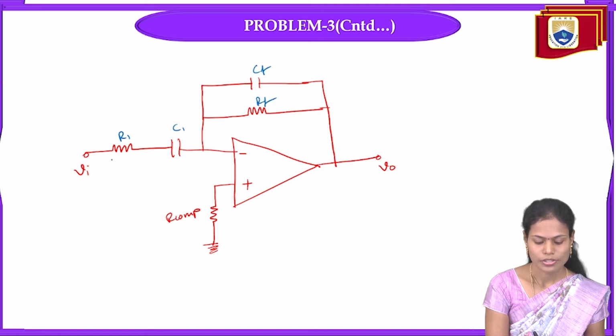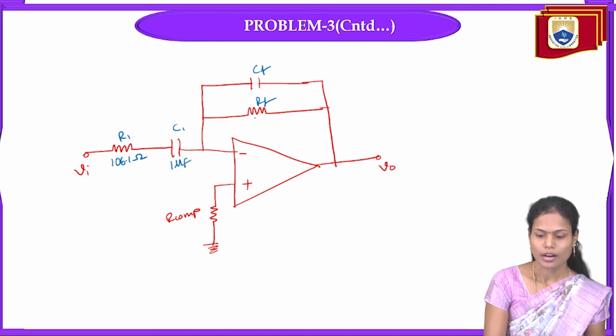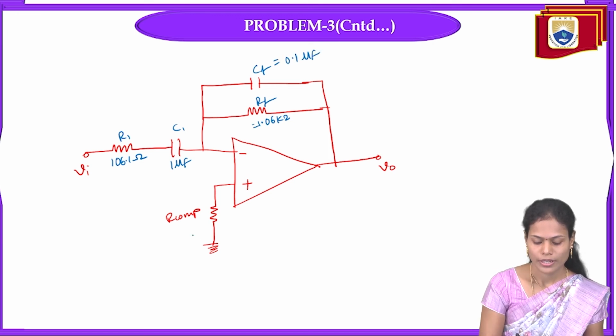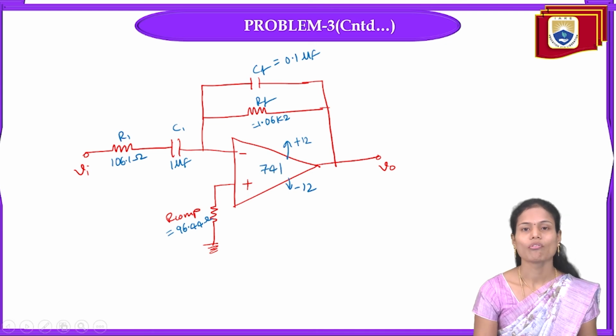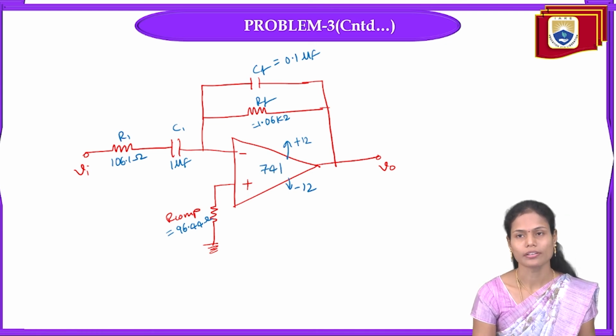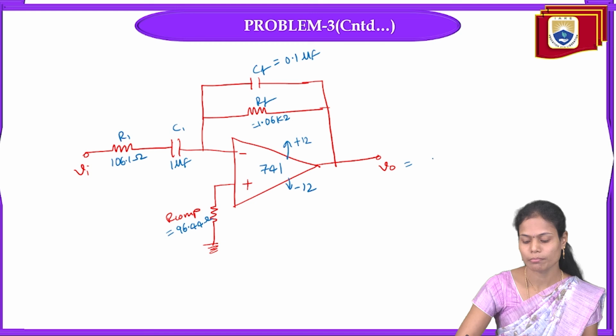So R1 value is 106.1 ohms, C1 is 1 microfarad, RF is 1.06 kilo ohms, and CF is 0.1 microfarads. And R compensation is 96.44 ohms. And supply voltage is plus 12 and minus 12 volts required to run this practical differentiator. So it will give minus RF C1 times the differential of the input signal.